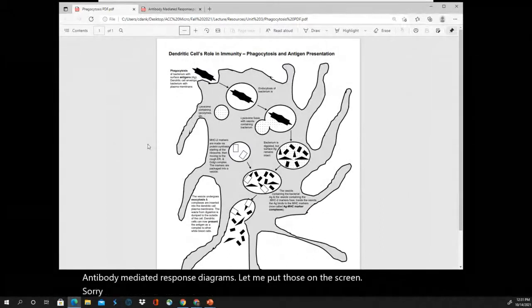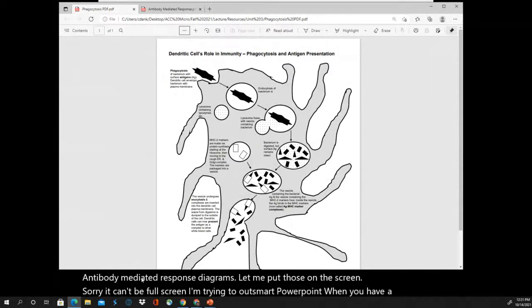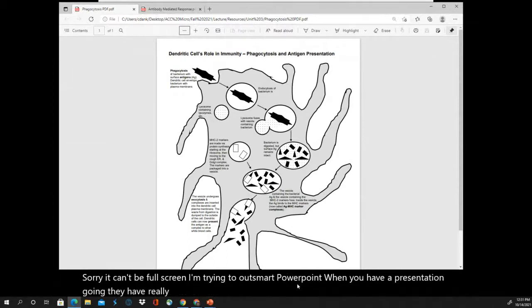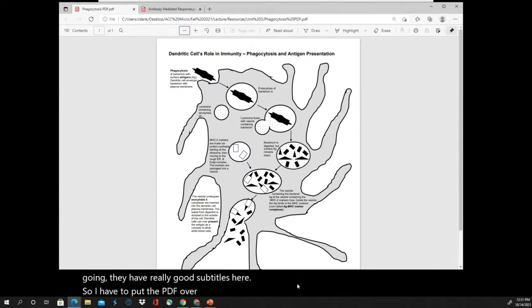Sorry, it can't be full screen. I'm trying to outsmart PowerPoint. When you have a presentation going, they have really good subtitles here. So I have to put the PDF over it so you can actually still see the subtitles.